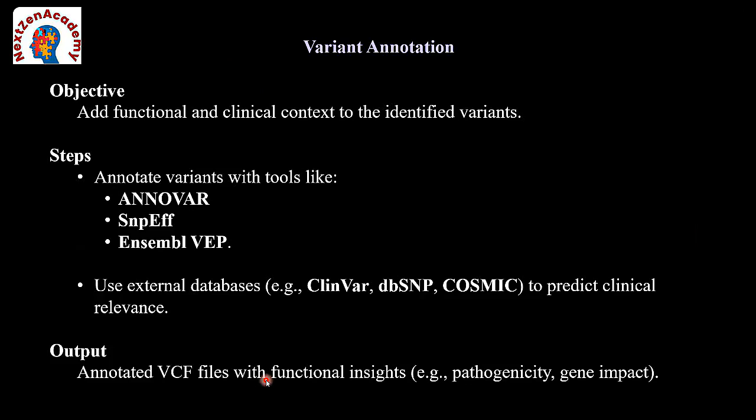Once the variants are filtered, we need to annotate the variants. That is adding functional or clinical context to the identified variants. There are three main tools: one is ANNOVAR, another one is SnpEff, another one is called Ensembl VEP. That can be checked against external databases like ClinVar, dbSNP, and COSMIC to predict the clinical variants. And from that, we get the annotated VCF file as the end output.